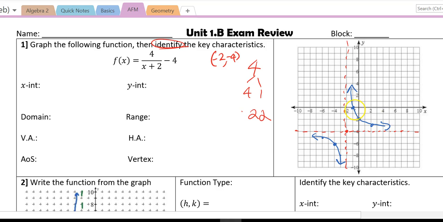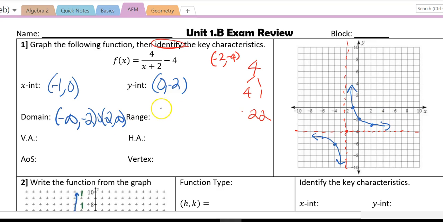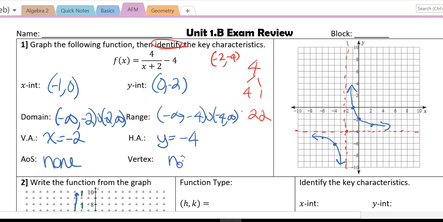X-intercept, we can read it right off the graph at -1, 0. Y-intercept is going to be at 0, -2. Domain: all real numbers except -2, so we go to -2, union, -2 to infinity. Range, same idea, -infinity to -4, all real numbers except -4, union, -4 to infinity. Vertical asymptote is x equals -2. Horizontal, y equals -4. Axis of symmetry, none, and then there's no vertex.